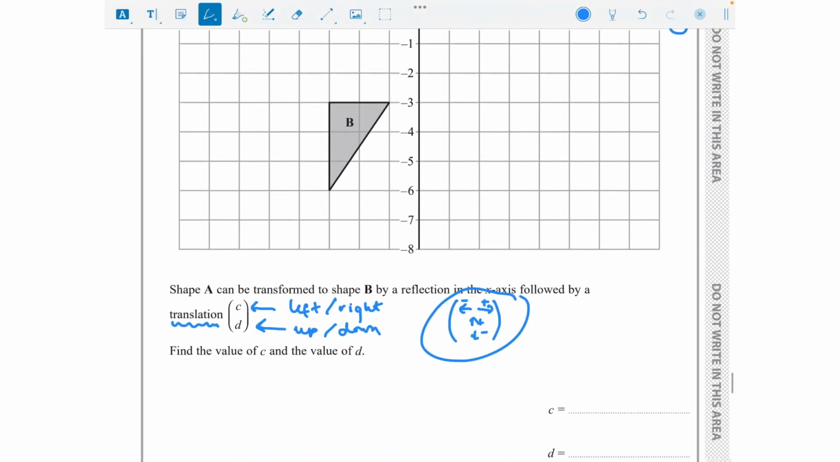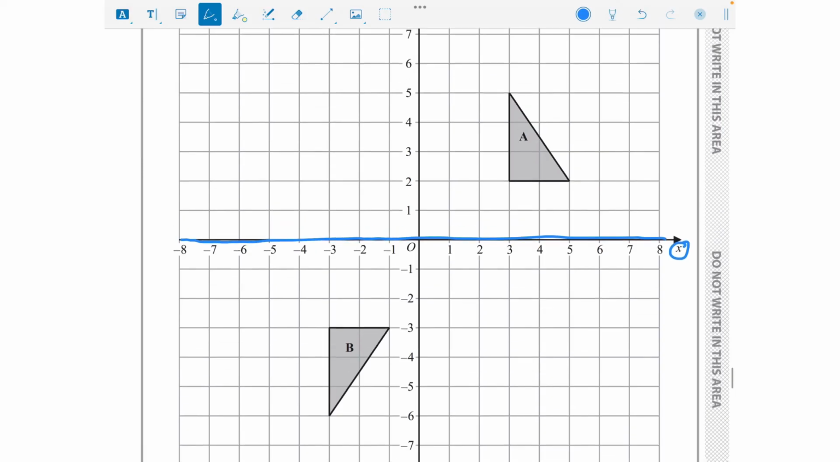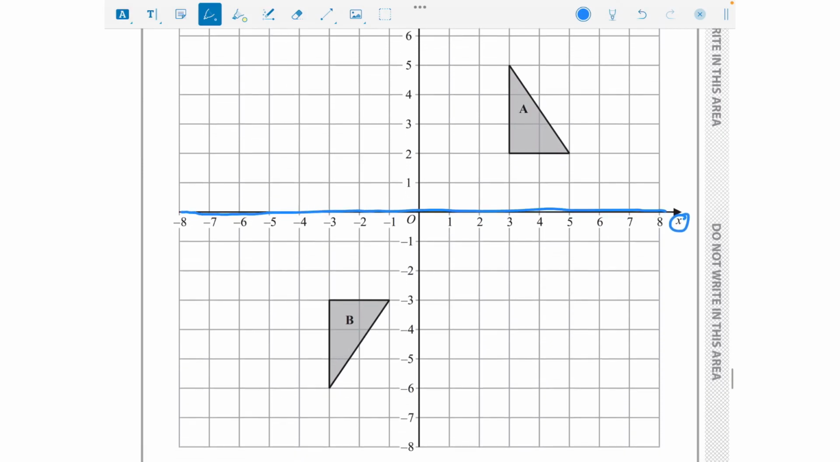I'm going to reflect shape A in that mirror line. So first we're going to look how far away from the mirror line it is, and we're going to make sure our reflection stays the same amount away. So it's 2 squares up from the mirror line, so it's going to go 2 squares down from the mirror line, and that line there is going to be reflected.